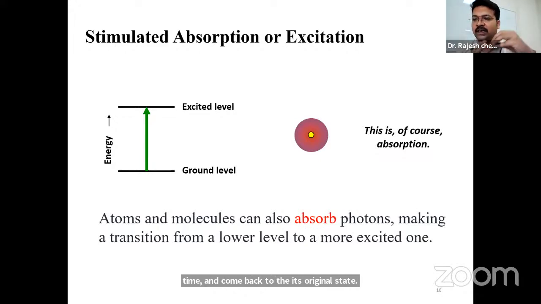In the ground state, we have the electrons. The energy we are giving is a photon. A photon is nothing but radiation. Am I clear?